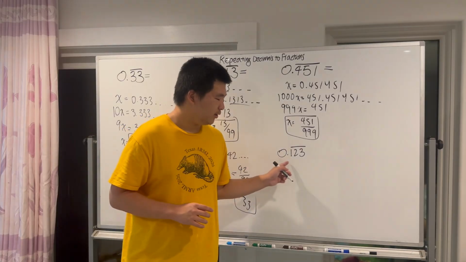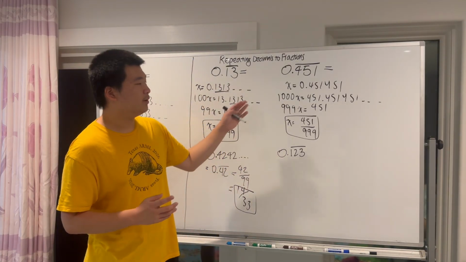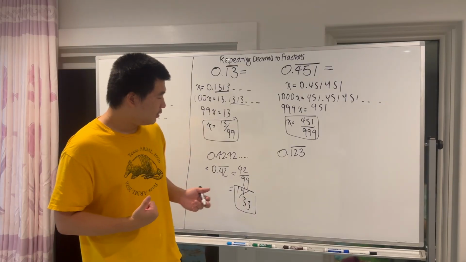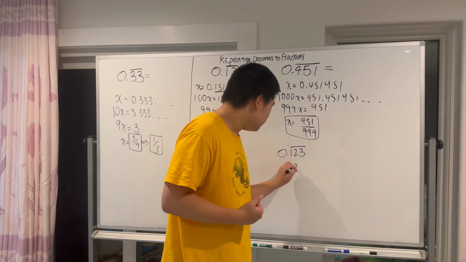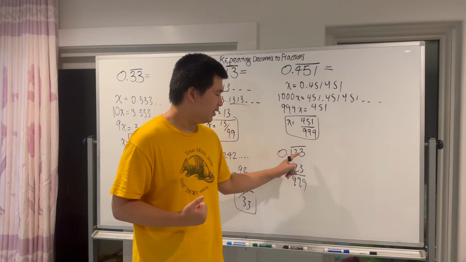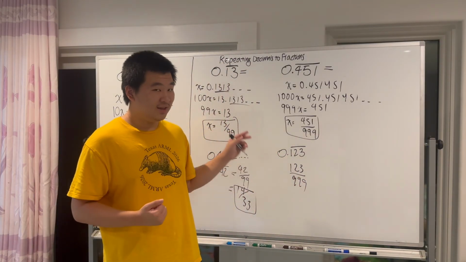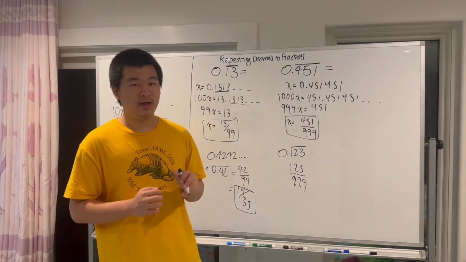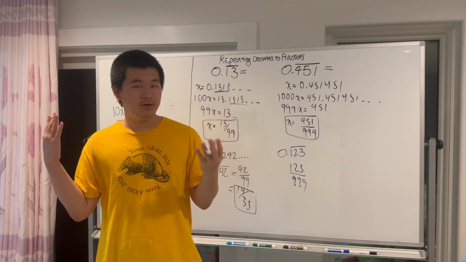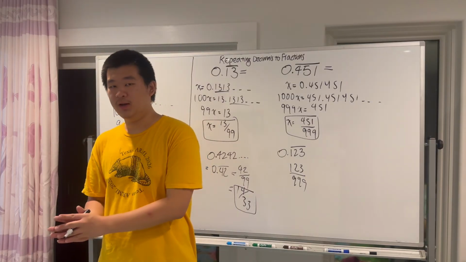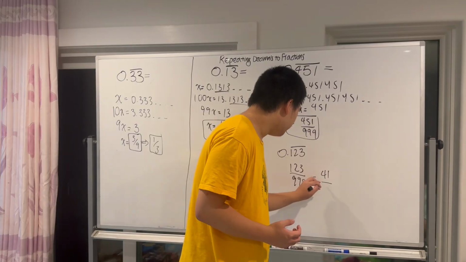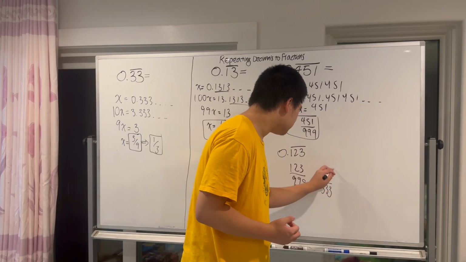Now, 0.123 repeating. Again, if you look up here, it's a very, very similar idea. What is that going to be? Well, it's going to be 123 over 999. Once again, because we have 3 repeating digits. But once again, this can also be simplified. Recall that 999 is made up of 3's and 37. 123 is 3 times 41, so we should factor out that 3. And so we're going to get 41 over 333 for this.